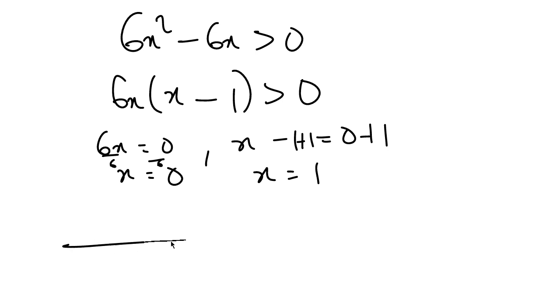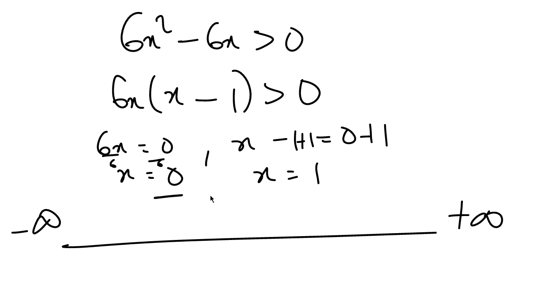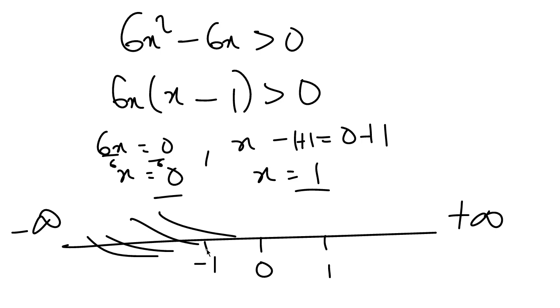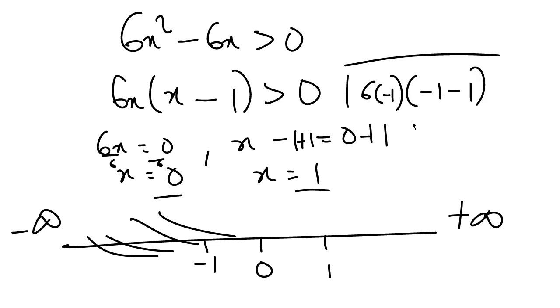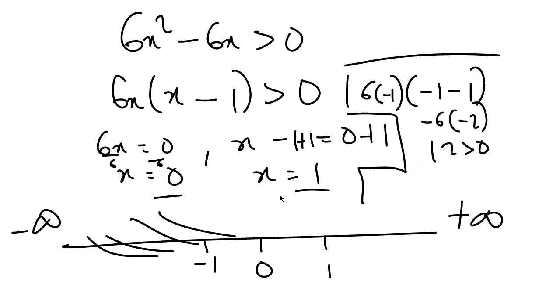Then you draw a number line, positive infinity, negative infinity, and then the 2 points 0 and 1. So let's say here is 0, here is 1, and then we test for values that are less than 0, for example, minus 1. If you substitute minus 1 into this inequality, what do we have? We have 6 times negative 1 times negative 1 minus 1, and that will be negative 6 times negative 2, which is positive 12.